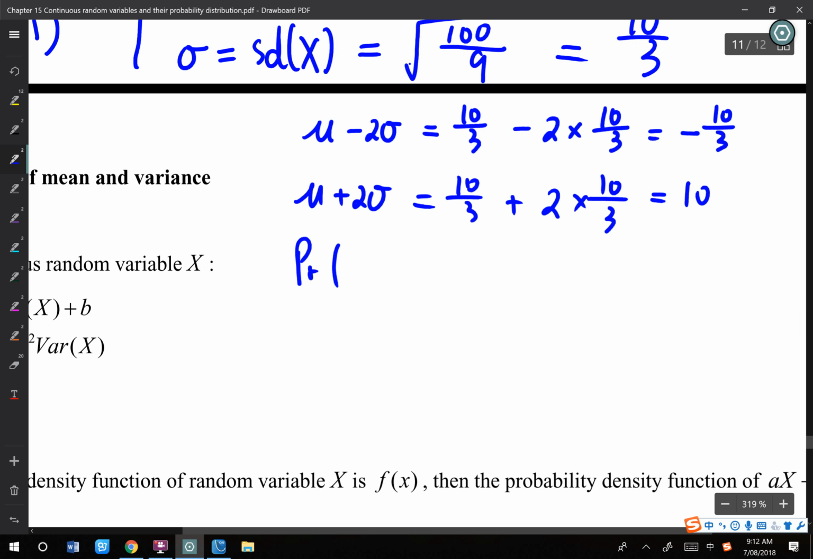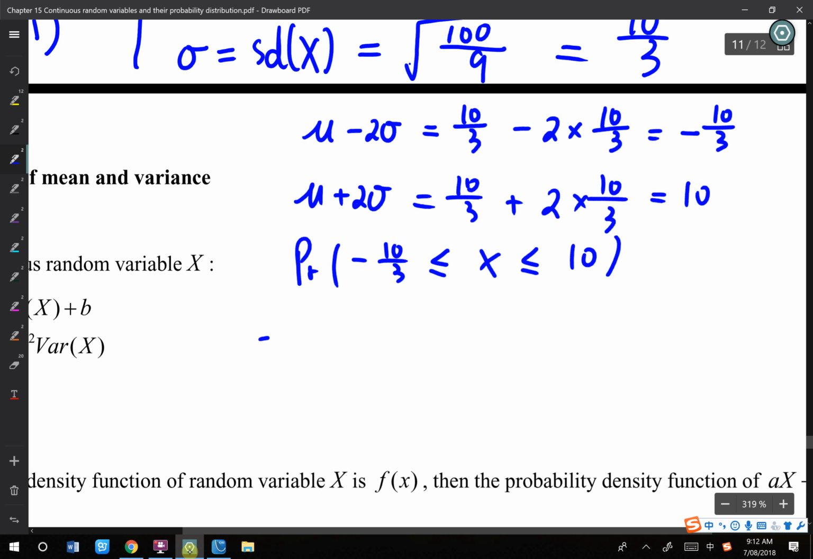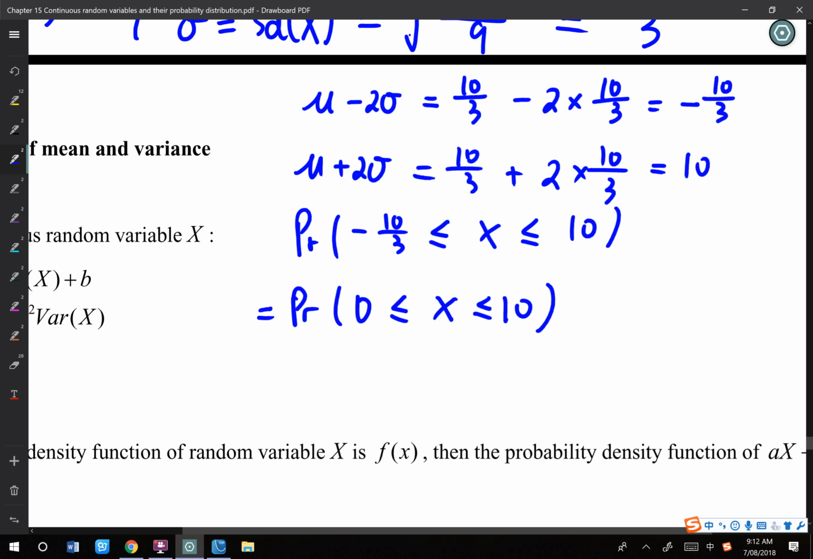So I'm trying to calculate the probability of x between minus 10 over 3 and 10. So I change mu minus 2 sigma to mu plus 2 sigma. How should I adjust these values? What's the domain? 0 to infinity. So which value should be changed? The left-hand side needs to be changed. So that needs to be changed to 0 to 10, because minus 10 over 3 does not satisfy your domain.